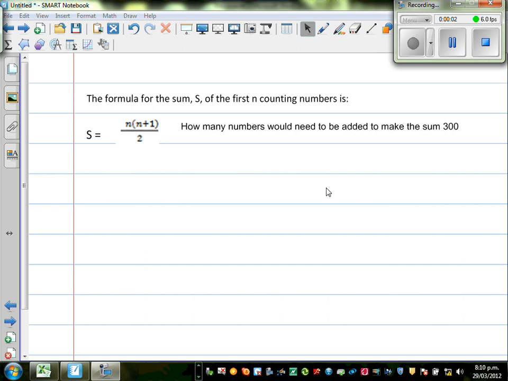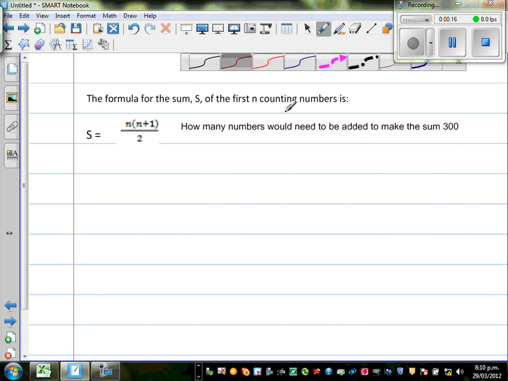The formula for the sum S of the first n counting numbers is S equals n times (n plus 1) over 2. How many numbers would need to be added to get a sum of 300? So let me explain what a sum is. The sum of the first n counting numbers.